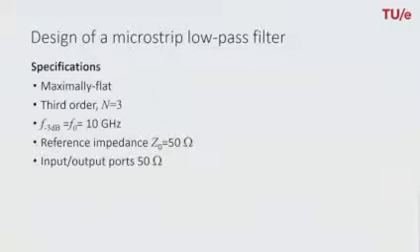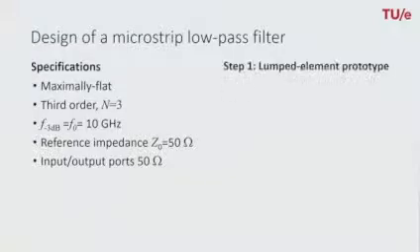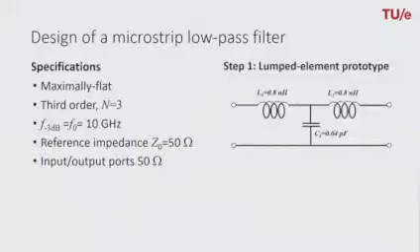Now, the first step is to create a lumped element LC low-pass circuit. This can be found in many books for the specific filter characteristic, and the values of such a lumped element low-pass filter are shown here. So we need two inductors and a capacitor with these specific values.